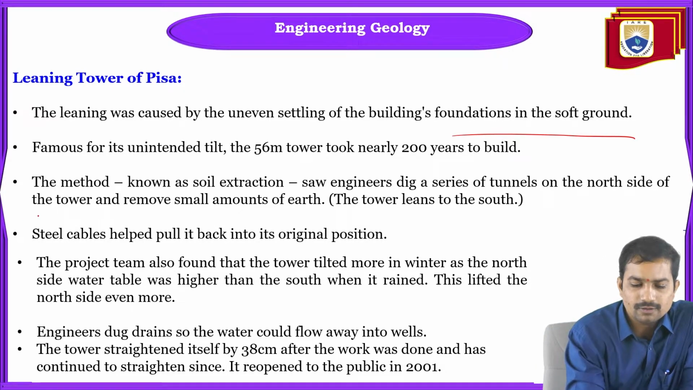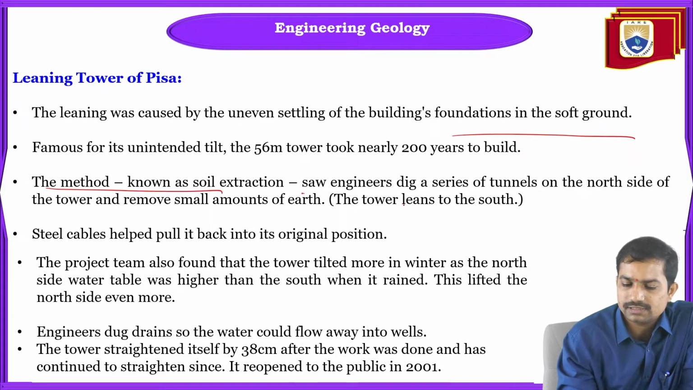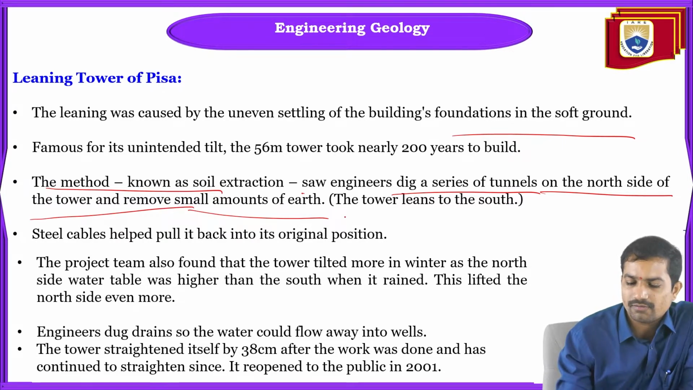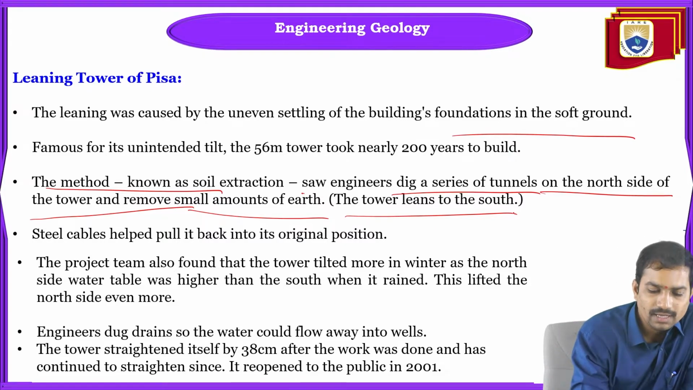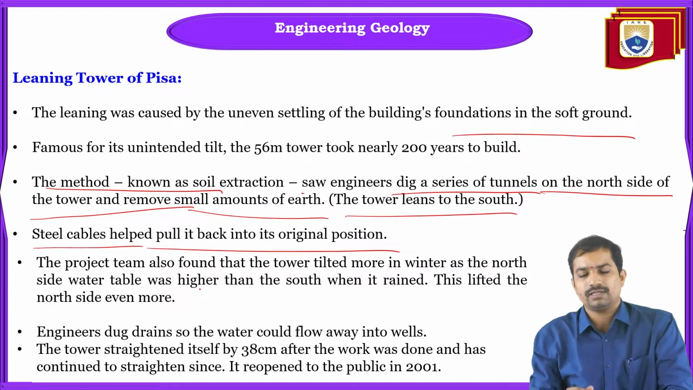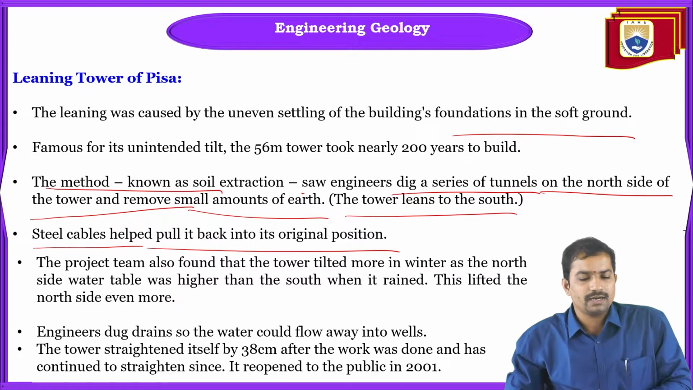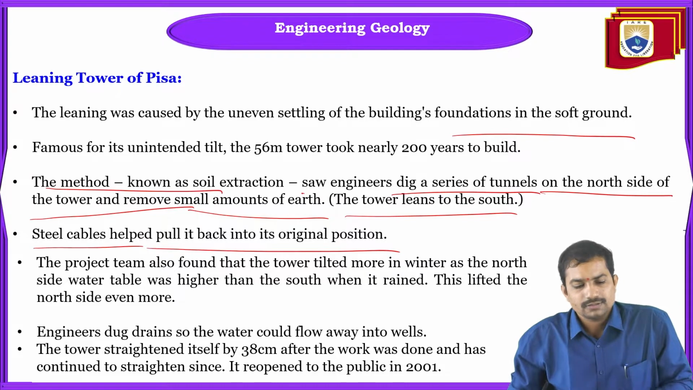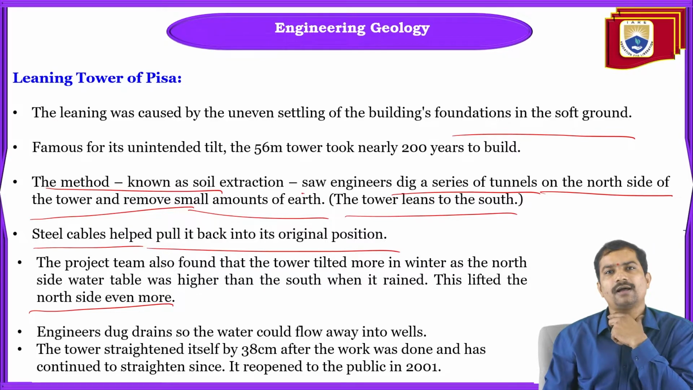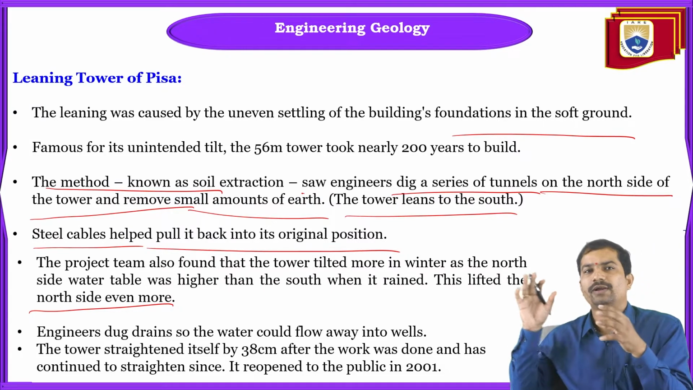The method used is soil extraction. Soil engineers dug a series of tunnels on the north side to remove small amounts of earth, so the tower leans to the south. With the help of steel cables, they pulled it back to the original position. The project team also found that the tower tilted more in the winters at the north, and the north side was stable but higher than the south when it rained. So this lifted the north side even more.